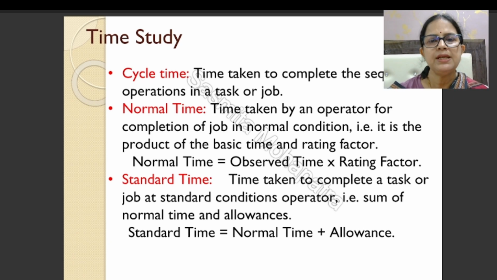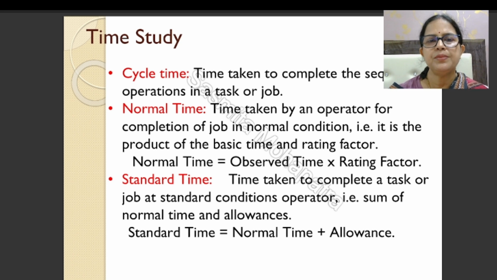So what is normal time? Normal time is the time taken by the operator to complete the work in a normal condition. Very normal condition, not a very ideal condition, and not a very worst condition, normal speed, normal rate. If the worker is working, then what is the time taken?